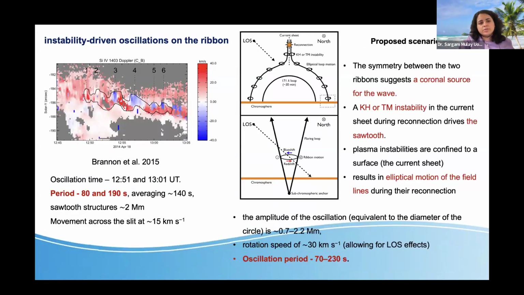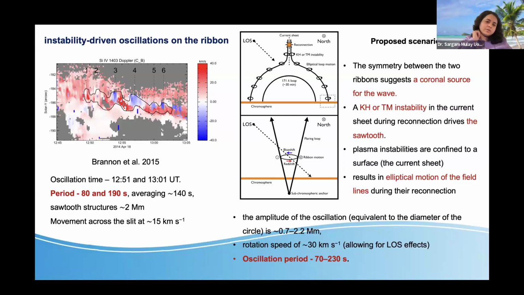So the same event was also studied by Brannan et al. They studied the silicon 4 emission, and they only focused on the sawtooth pattern that was observed in silicon 4. They created Doppler maps to see how exactly the emission appears in the Doppler velocities. You can see there are alternate red and blue patches along various parts of the flare ribbon. From this, they obtained periods around 80 and 190 seconds.